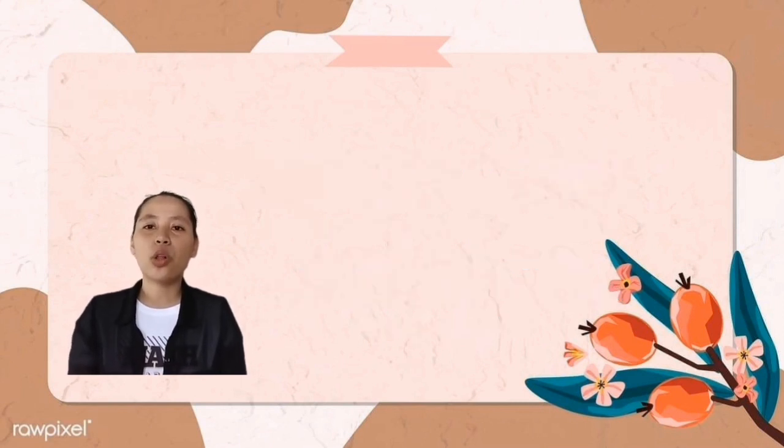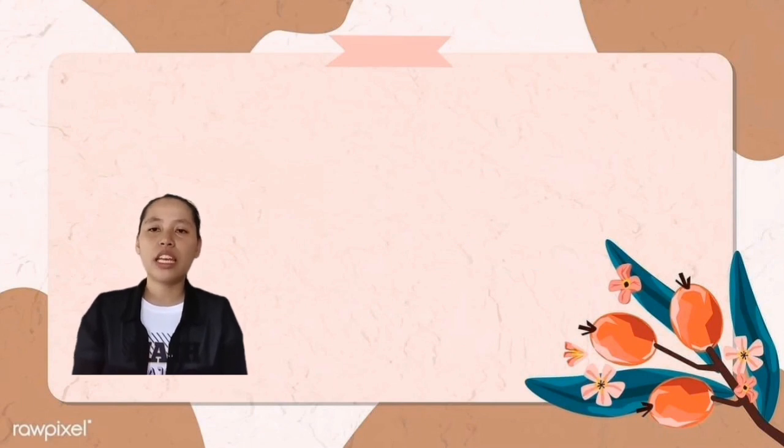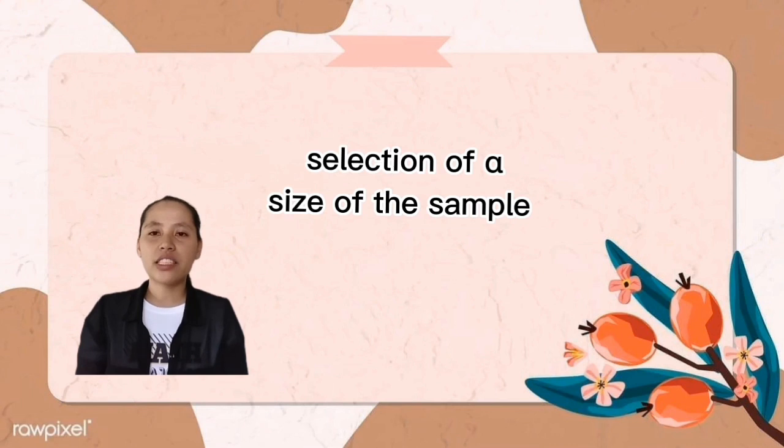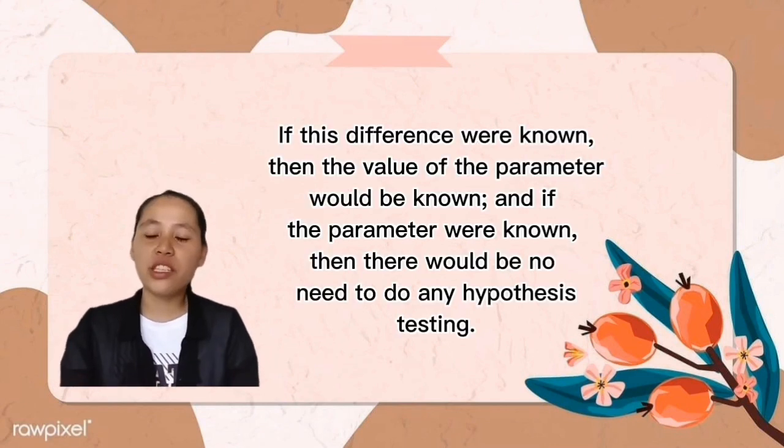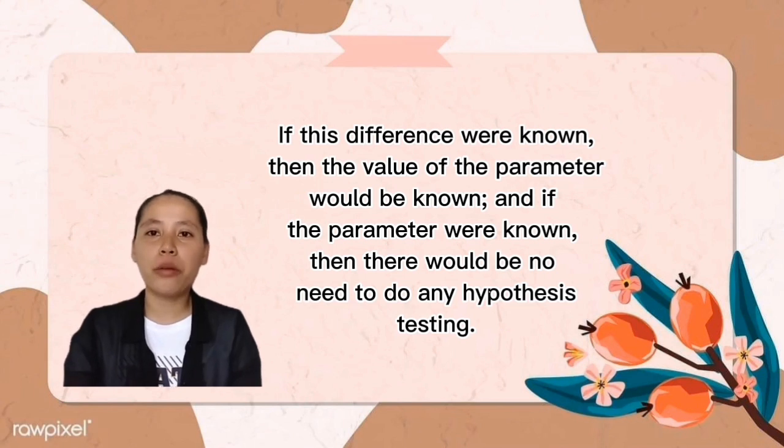The researcher has control over two of these factors, namely the selection of alpha and the size of the sample. The standard deviation of the population is sometimes known or can be estimated. The major problem then lies in knowing the actual difference between the hypothesized parameter and the true parameter. If this difference were known, then the value of the parameter would be known. And if the parameter were known, then there would be no need to do hypothesis testing. Hence, the value of beta cannot be computed.